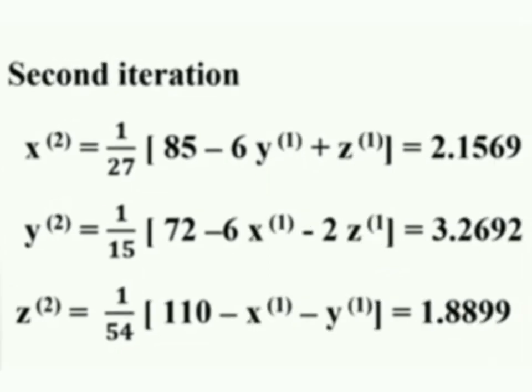As above, we are going to substitute the identified values. Substitute x is equal to 3.1481, y is equal to 4.8000, z is equal to 2.0370. To find the second iteration, x is equal to 1 by 27 into 85 minus 6 into 4.8000 plus 2.0370. We get 2.1569, y is equal to 3.2692 and z is equal to 1.8899.